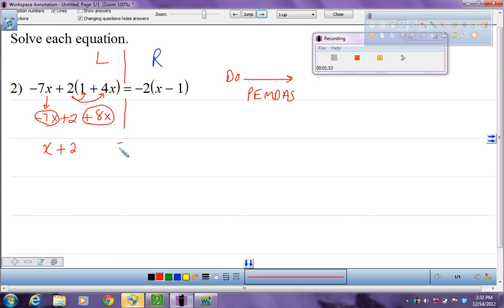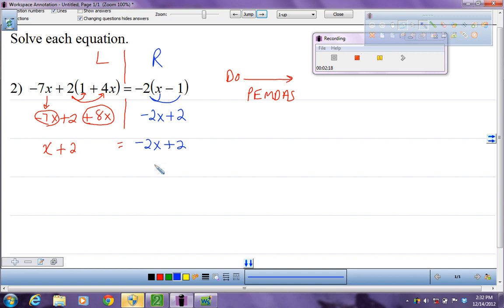On the other side, I have parentheses, everything's okay, they're all different terms, so I can't do anything, no exponents, and then multiply and divide, I'm going to be multiplying the 2 with the x, and the 2 with the negative 2 and negative 1. And there's nothing else to add or subtract or anything else, so we're pretty much done with that side.